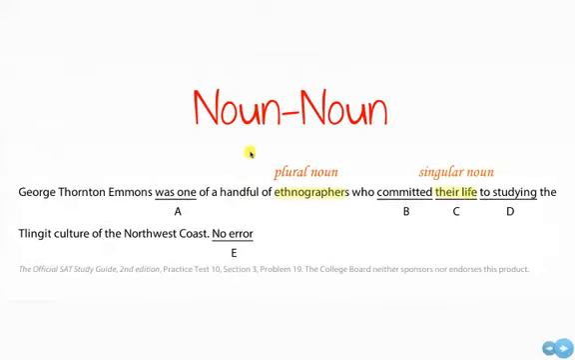The second type of singular-plural error is noun-noun singular-plural errors. Basically, a noun must correspond in number to the noun that it relates to. In this case, we have "George Thornton Emmons was one of a handful of ethnographers who committed their life to studying the Tlingit culture of the Northwest Coast." Now, ethnographers is plural, but how many lives do ethnographers have? Well, they have many lives because there's many ethnographers. So why is "life" singular? That's definitely wrong, because this is plural and this is singular. Therefore, nouns must correspond in number as well.